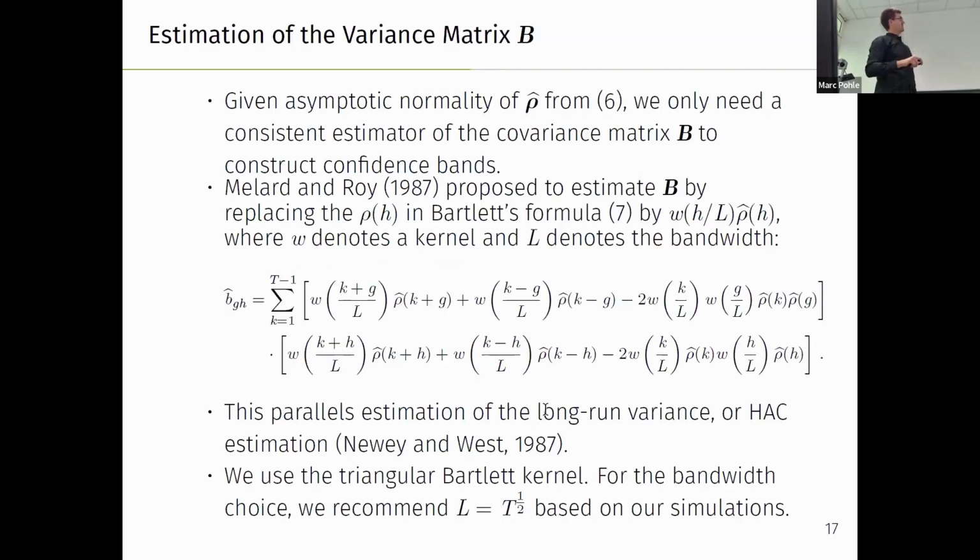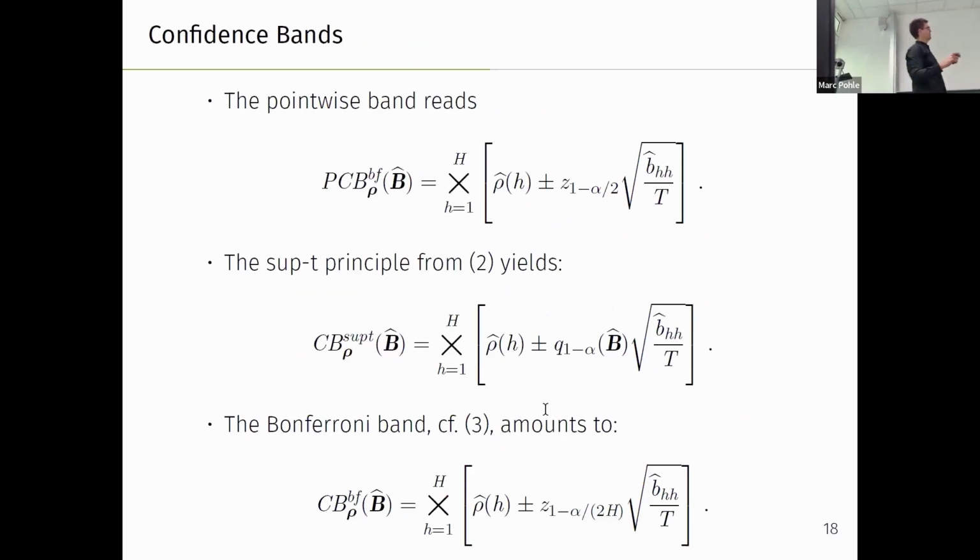Okay, I come to the surprising performance of this estimator in a minute, but now we can take the bands from the general case, the pointwise confidence bands, and plug in the estimator and the empirical autocorrelation. For the sup-t band, not only the diagonal of this B matrix is needed, the hat matrix, but for the equicoordinate quantile also the full matrix. For the Bonferroni, only the diagonal elements are needed, because here there is a standard normal quantile.